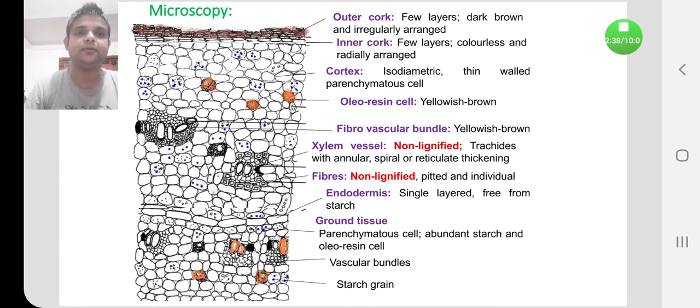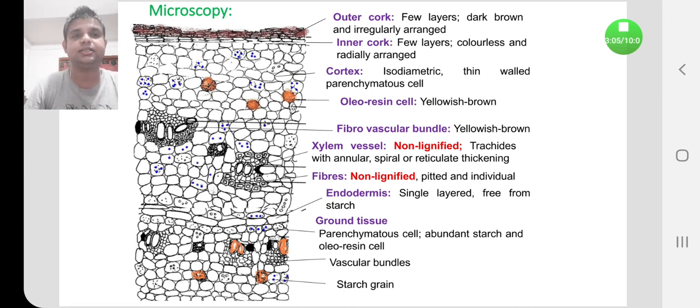First one is the outer cork, a few layers dark brown and irregularly arranged. Whereas the inner cork is 2 to 3 layers of cells. These are colorless and radially arranged. So the outer cork is irregularly arranged, whereas the inner cork is radially arranged. After cork, the next part is the cortex region.